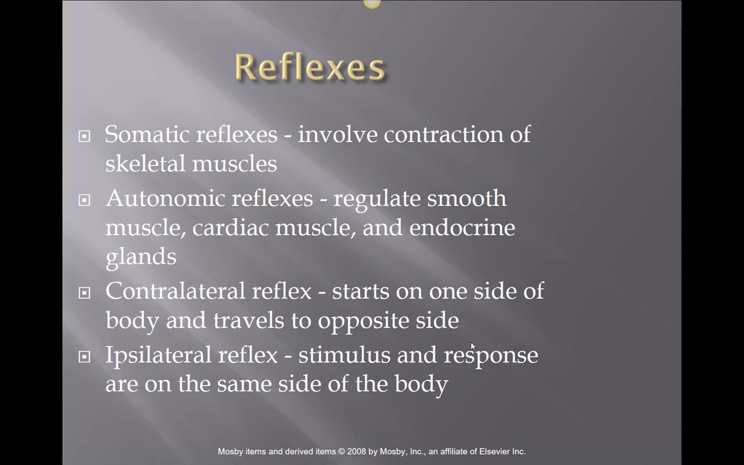Lastly, we get to reflexes, and reflexes are very important. When we start looking at reflexes, we have 4 different types. We have somatic reflexes, which involve skeletal muscle contraction. Autonomic reflexes are going to be like smooth muscle, cardiac muscle, and endocrine glands. We further break down somatic reflexes of the body into contralateral reflexes, where a reflex on one side of the body causes an opposite reflex on the opposite side of the body, and ipsilateral reflexes, where a reflex, say, in the leg causes a reflex also in the arm.